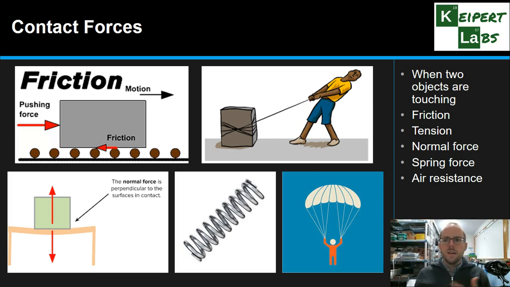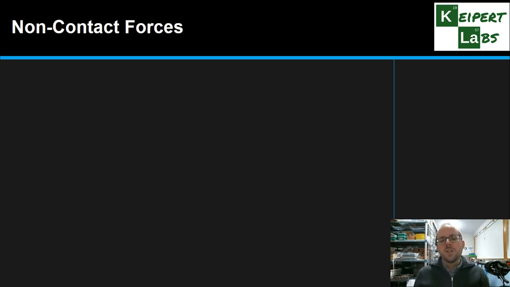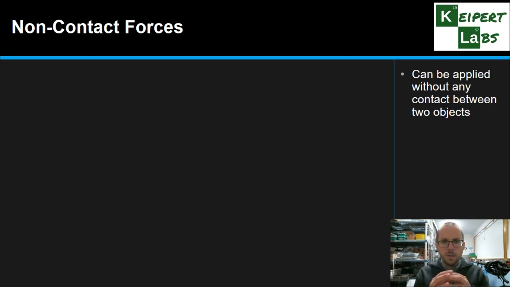So all of these, and there's plenty of other examples we could come up with, or other specific versions or variations on each one, but they're just some examples of forces that happen because the objects themselves are touching in some physical way. So what about what happens when the objects are not touching? Well, that's what we call a non-contact force. So a force that can be applied or can have an effect without any contact between the two objects. So they don't have to be physically touching for there to be some sort of change involved.